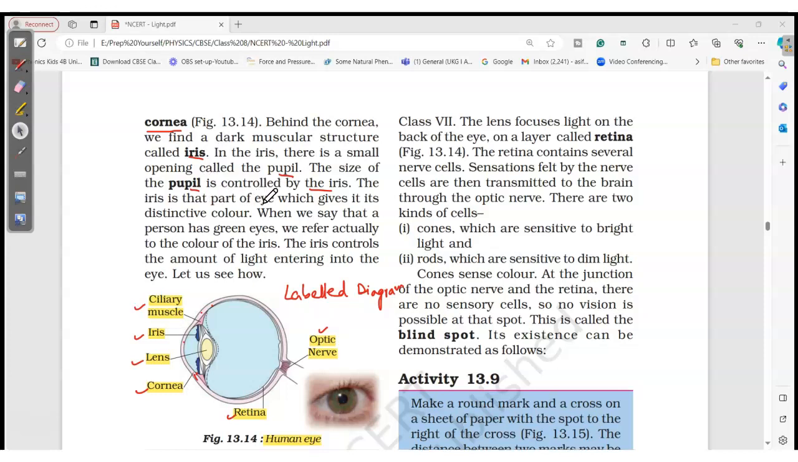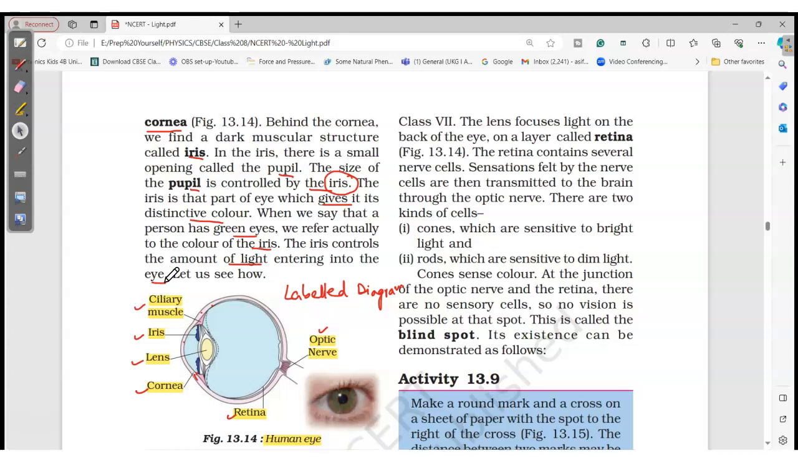What is the other function of the iris? The iris is that part of the eye that gives it a distinctive color. So also the color of the eye is determined by it. What is responsible for the color of the eye? The iris. That means when we say that a person has a green eye, we actually refer to the color of the iris. The other thing is the iris controls the amount of light entering into the eye.